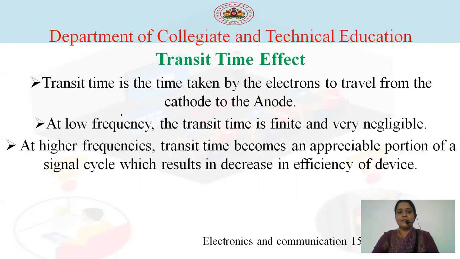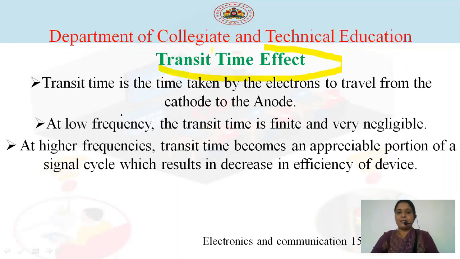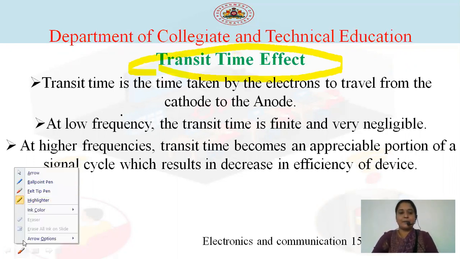But at higher frequencies, the transit time becomes an appreciable portion of a signal cycle, which results in a decrease in the efficiency of the device. As the time for the electrons to reach from the cathode to the anode increases, it takes more and more time as the frequency increases. Therefore, that will ultimately reduce the efficiency of the device. That is also one of the major problems, the transit time effect, at higher frequencies.